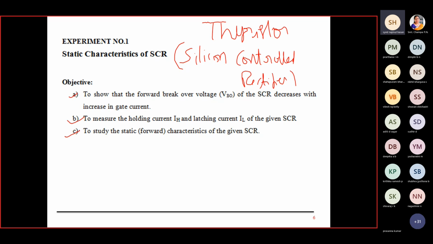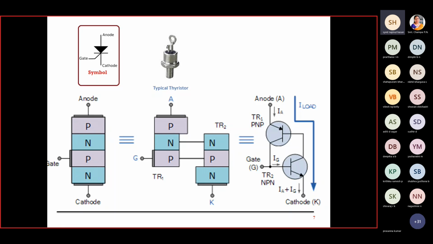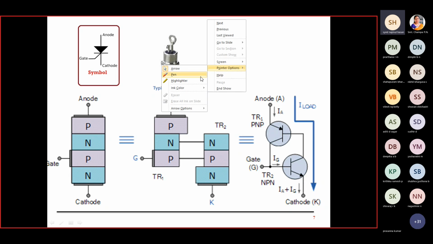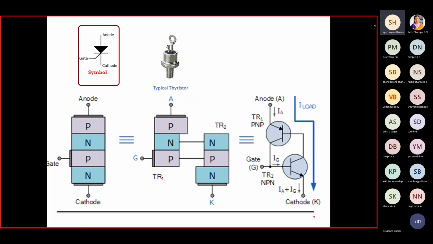These are the three objectives. Again, before going to do the experiment, we should understand what the symbol of the SCR is and what the features of the SCR are. When you see the SCR, the symbol is similar to a diode. We write a diode like this, but it has a control terminal called the gate terminal. The extra terminal is the gate terminal. Anode terminal, cathode terminal, similar to your diode. Apart from that, we have a control terminal called the gate terminal. That's why this is a semi-control terminal, but it's a control terminal.